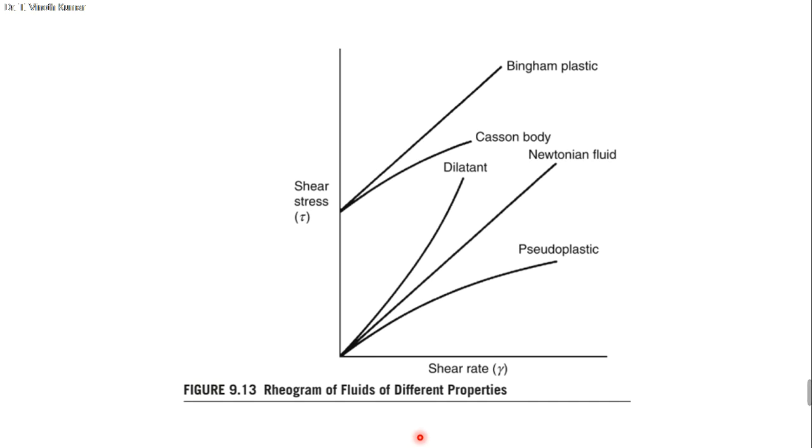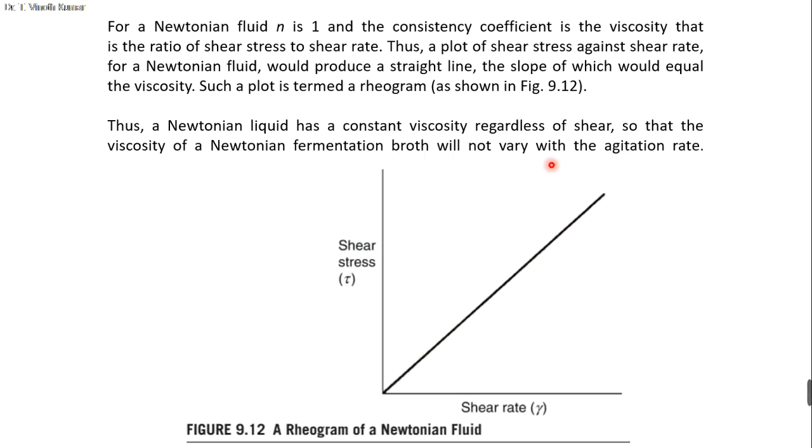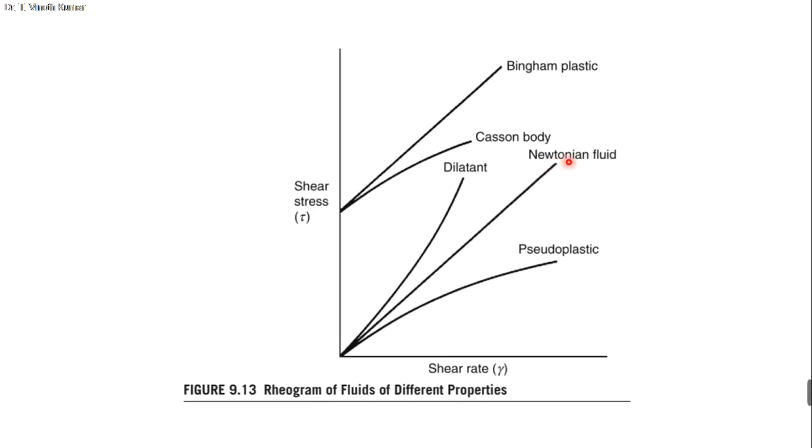And these are the other types of fluids. Other than Newtonian fluids, we have pseudoplastic, dilatant, Casson body, and Bingham plastic. All the different types are there, and this is the rheogram of fluids of different properties, plotting gamma on the x-axis and tau on the y-axis. You can see here this is a straight line. I already explained it, and here the same thing is drawn.